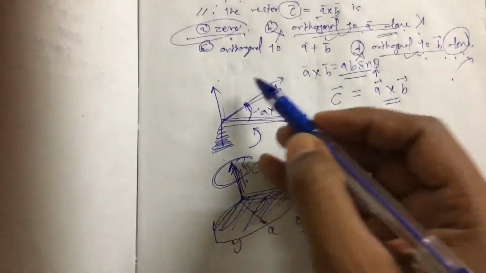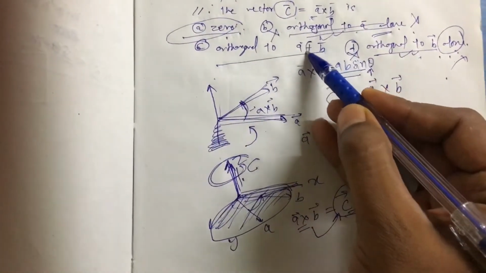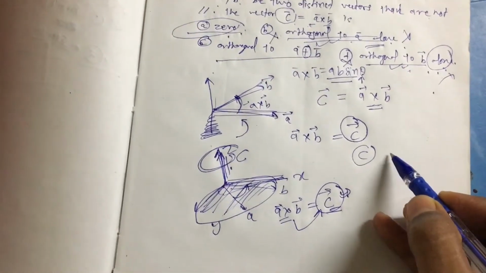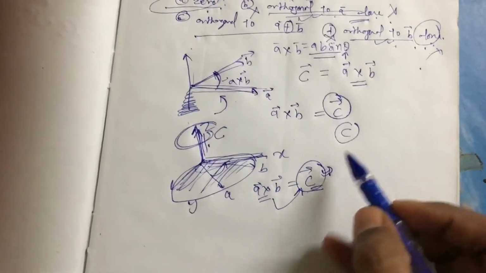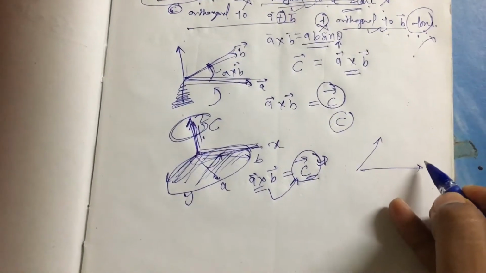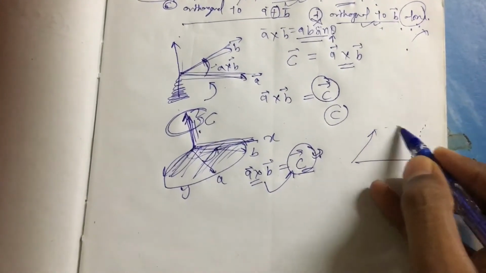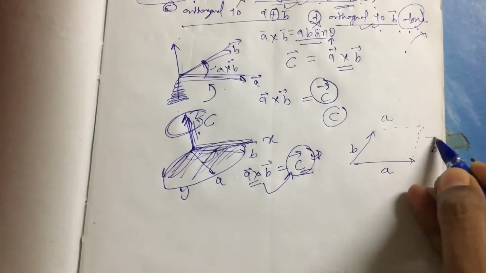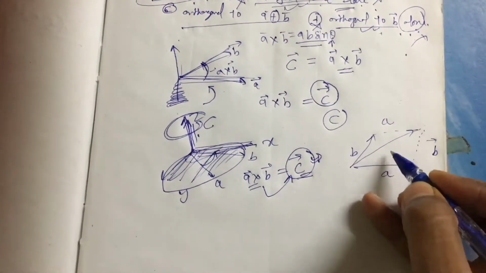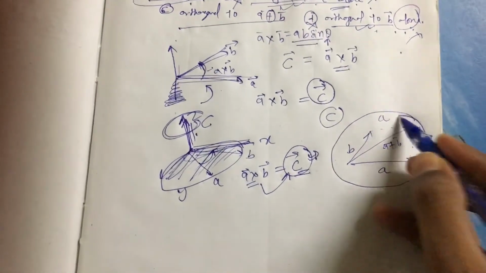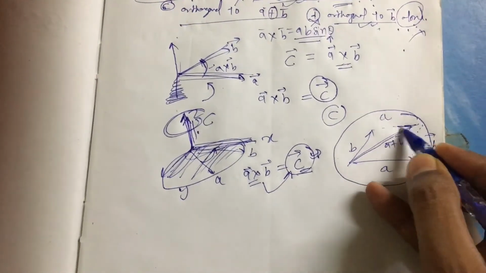Now, next is orthogonal to A plus B. Now see, this option is correct. Option number C is correct. Orthogonal to A plus B. But how is it correct? We have vector A and we have vector B. So draw this. If this is A, this will also be A. If this is B, this will also be B. So this line will be A plus B, right? Vector sum, parallelogram method, correct? So you got a new vector.